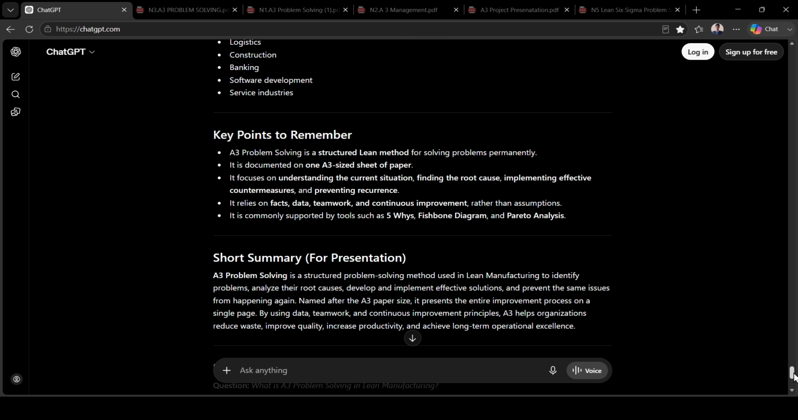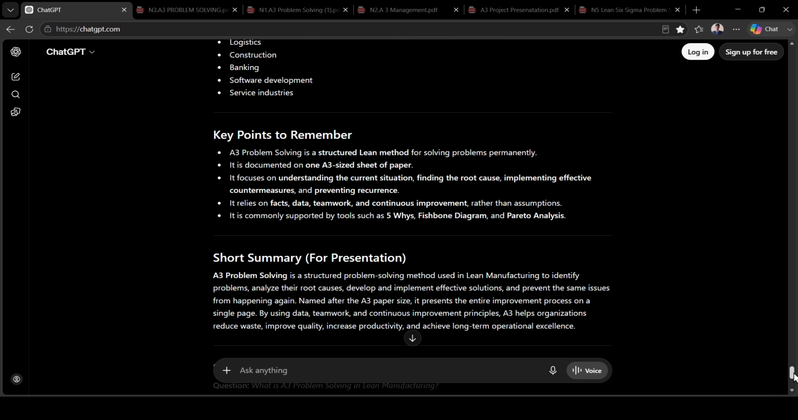Key points to remember: A3 problem solving is a structured lean method for solving problems permanently. It is documented on one A3-size sheet of paper. It focuses on understanding the current situation, finding the root cause, implementing effective countermeasures, and preventing recurrence. It relies on facts, data, teamwork, and continuous improvement rather than assumptions. It is commonly supported by tools such as 5-Why, fishbone diagram, and Pareto analysis.